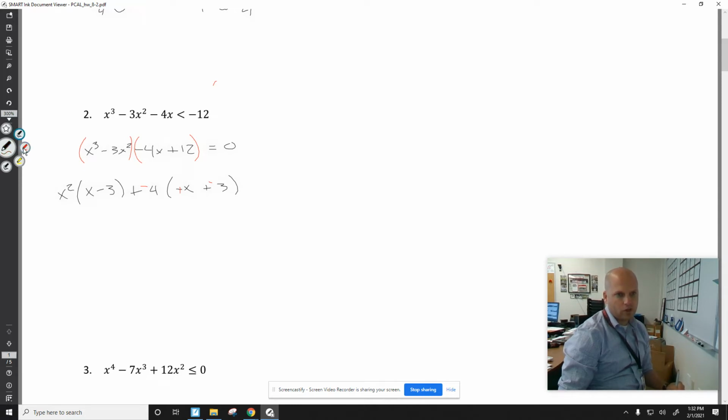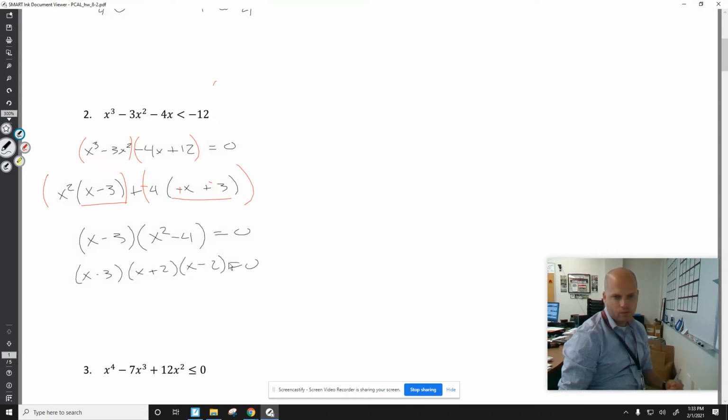Now you have two terms, this term plus this term. They both share a common factor of x minus 3. What is left over after that x minus 3 is factored out is the x squared plus the negative 4, or the x squared minus 4. If you'd like, you can factor this to be x plus 2, x minus 2. You don't have to. Giving you solutions to this equation: 3, -2, 2.